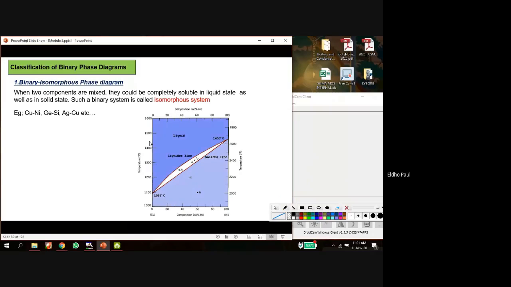It's not in a single phase. Copper and nickel, at every temperature and every composition, it's not in a single phase. It can also be in a multi-phase or two-phase region.